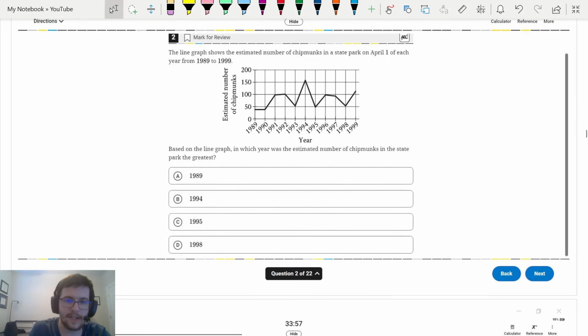Okay, here it says, when is the estimated number of check marks the greatest? So we're going to pick out the biggest value. So that's here. And that is in 1994. So it is the greatest in 1994.